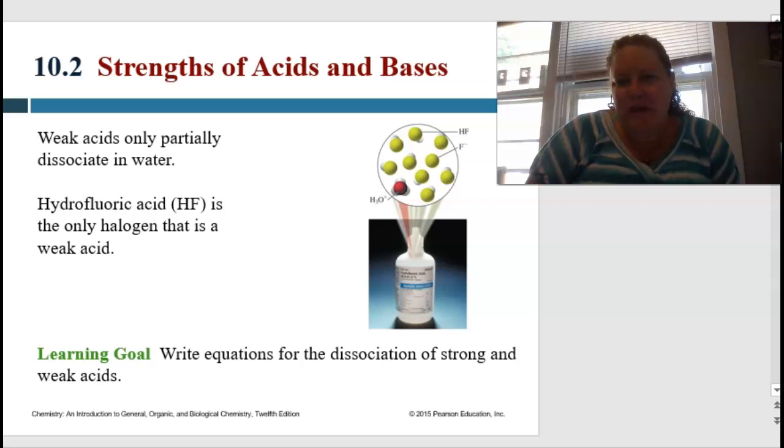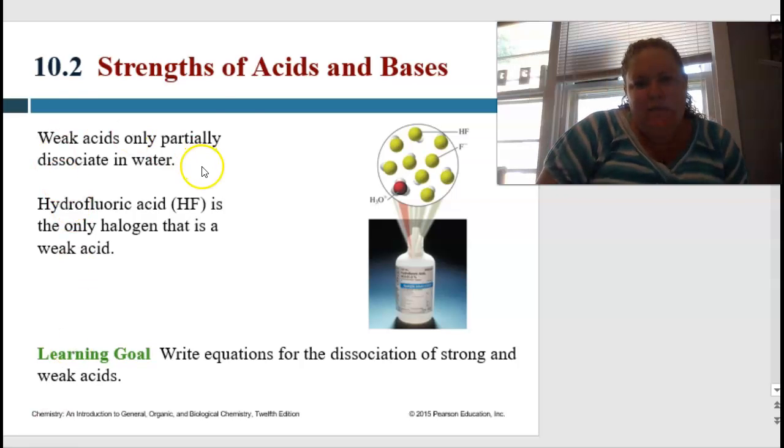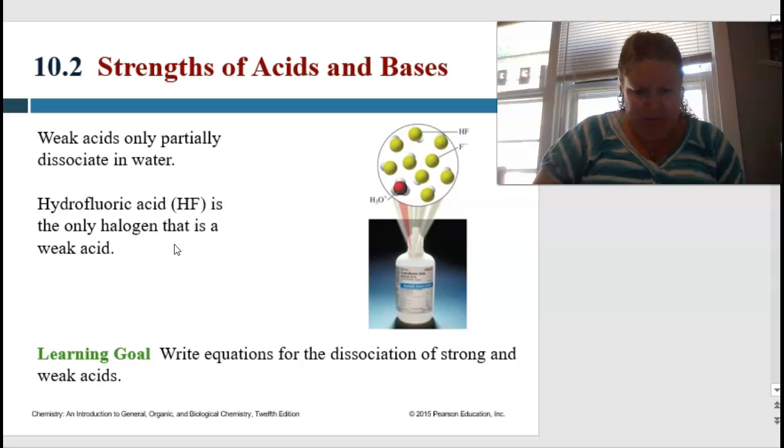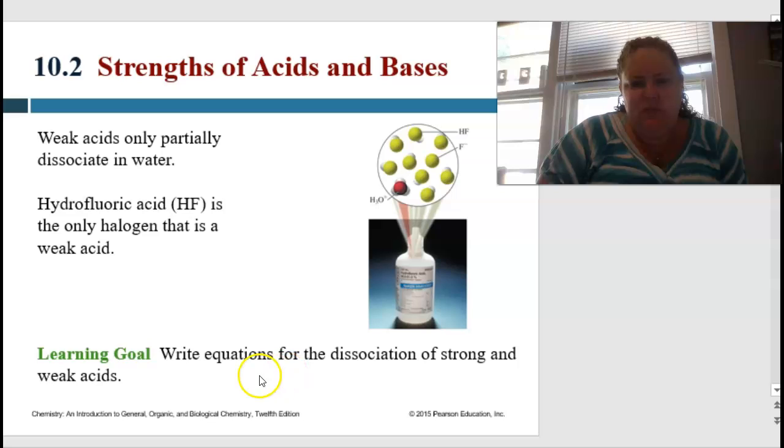Talking about the strengths of acids and bases. Weak acids only partially dissociate in water. Hydrofluoric acid is the only halogen acid that is a weak acid. So we are going to learn how to write equations for the dissociation of strong and weak acids.